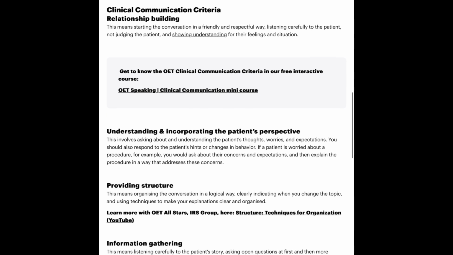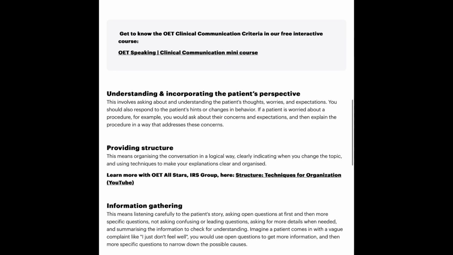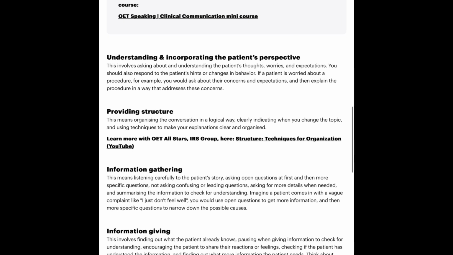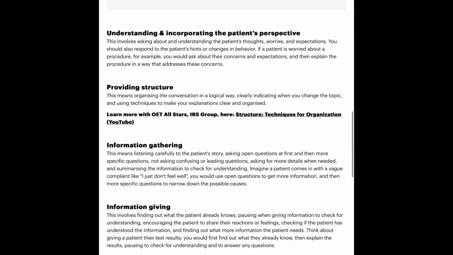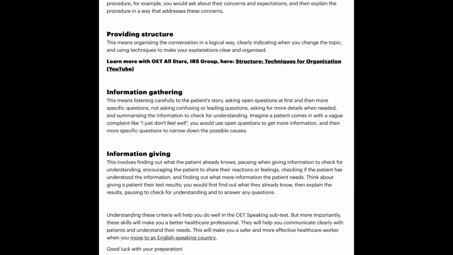In the clinical communication criteria, you have to show that you can build a relationship with the patient by talking to them in a friendly and respectful manner. You have to understand the patient's perspective and take it into account while you are communicating with them. The communication has to be in a structure, so you have to use signposting. Like if you start with giving recommendations for certain diseases regarding how to prevent them, then you can start the discussion by saying, let me tell you something which will help prevent the development of these complications.